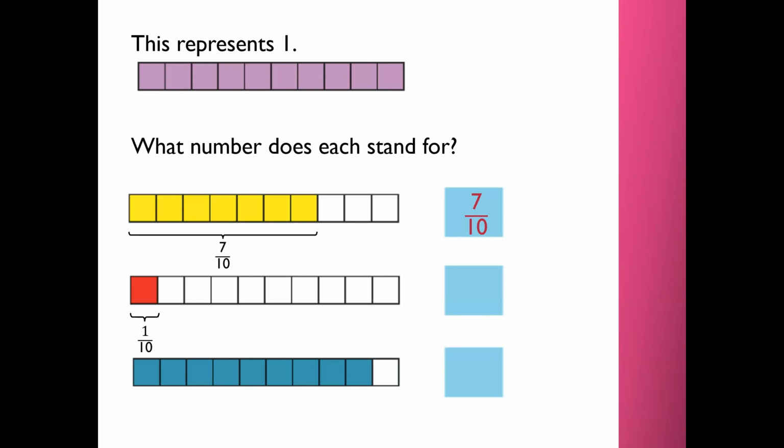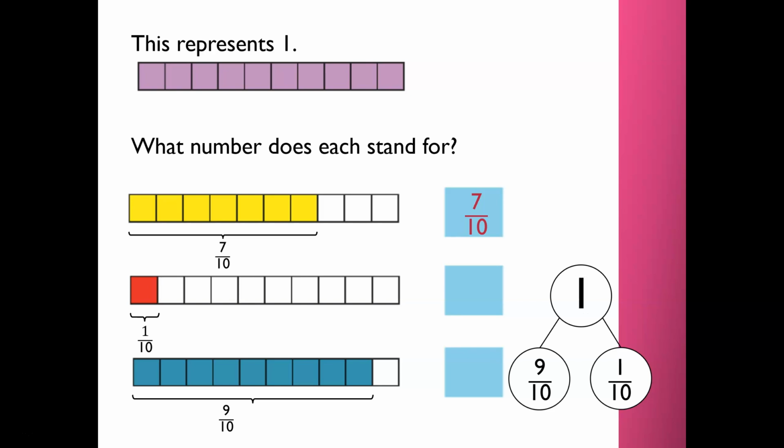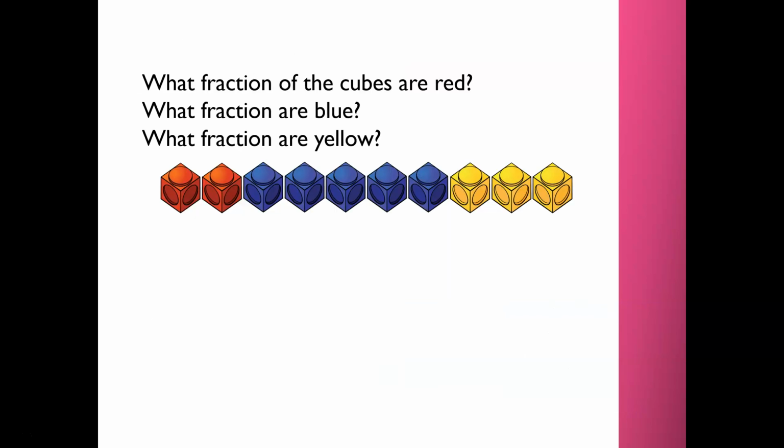In the final representation, 9/10 are shaded. 1/10 remains unshaded. Again, on the part-whole model, we can see that the fraction pair is equal to 10/10, the whole, or just 1. The shaded part of the shape represents 9/10. Have a go at this one. What fraction of the cubes are red, blue and yellow? Pause the video and have a think.